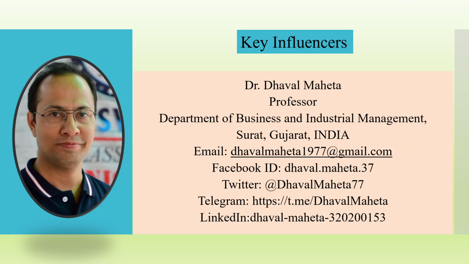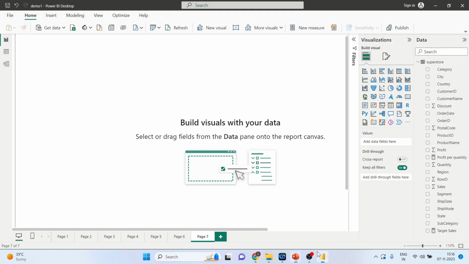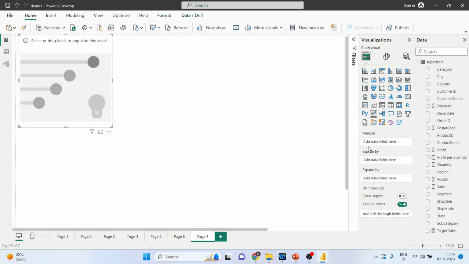This is Dr. Dhaval Maheta, and today we will understand how to create key influencers visualization in Power BI. So for this, we will go on the canvas of Power BI. Let's activate the key influencers. So here we'll have to specify analyze.